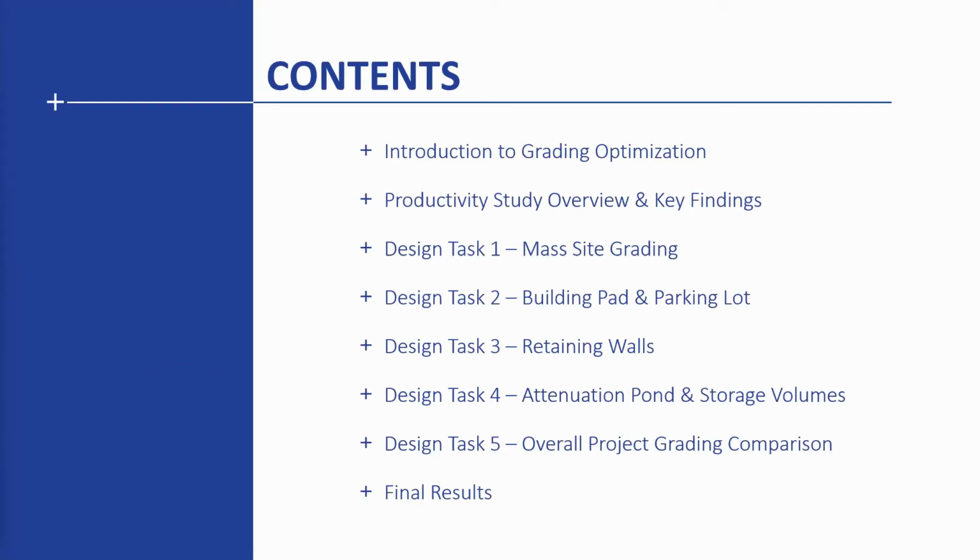We're then going to be going through 5 main design tasks, or 5 design aspects of site design when looking at grading. Firstly, the mass site grading. Then we're going to be looking at the building pad and parking lot, then the retaining walls, then the attenuation pond and storage volumes, and then just to look at how all of these tie in together when using them. Firstly, we're going to have a look at each one of them individually, not in relation to any of the other design tasks, and then we're going to have a look at the entire design done from beginning to end, and then just to look at the final results. All right, so let's dive into this.